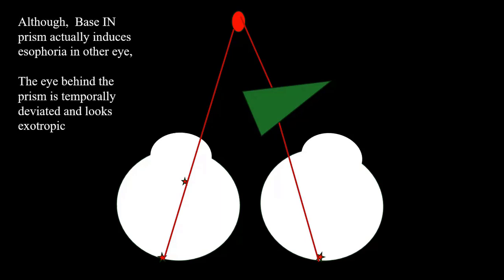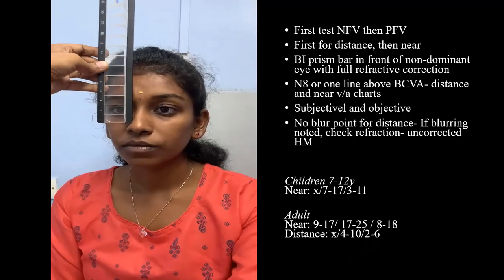So base in prism, although the eye under the base in prism is in exotropia, it induces an esophoria in the other eye so that we can test for the fusional divergence of the eye. So this is the procedure. Always the negative fusion vergence is tested before the positive fusion vergence.